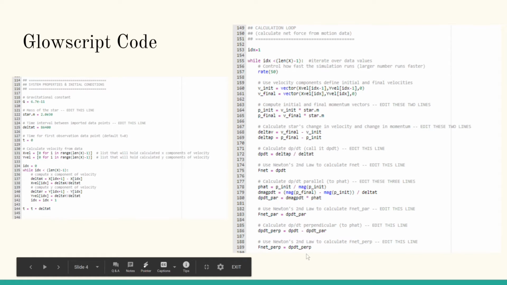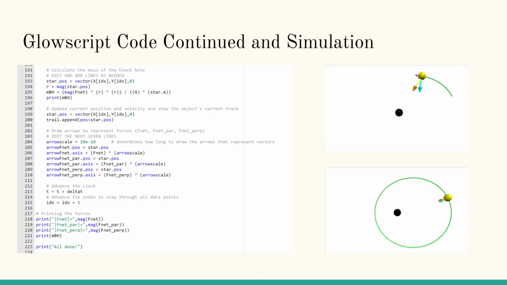Finally, we assign this to F net perpendicular because the net force is equal to the change in momentum. Once we find all these values, we're able to rearrange the gravitational force equation and plug these values in to actually find the mass of the black hole.